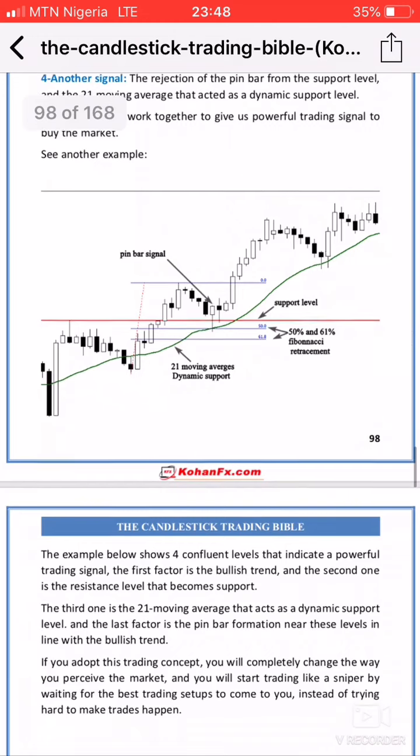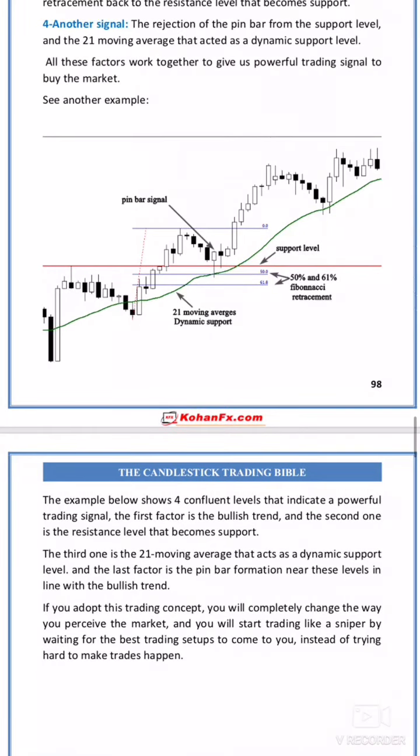See another example. The example shows four confluent levels that indicate a powerful trading signal. The first factor is the bullish trend. The second one is the resistance level that becomes support. The third one is the 21 moving average that acts as a dynamic support level. And the last factor is the pin bar formation near these levels, in line with the bullish trend.